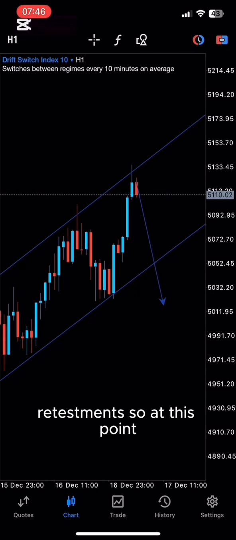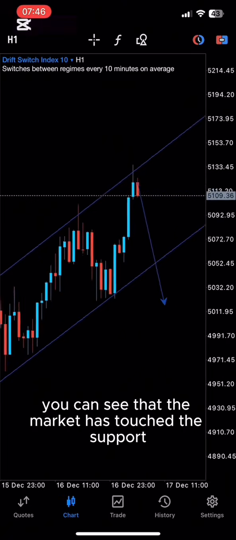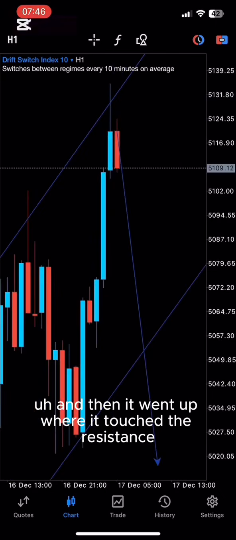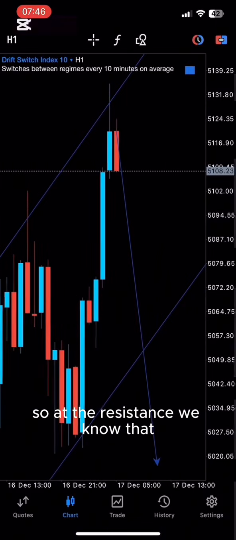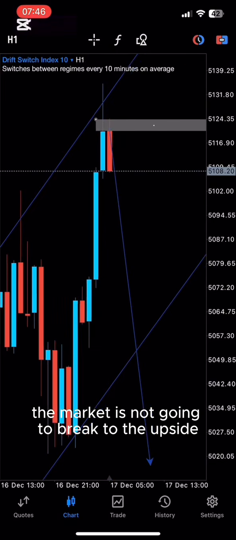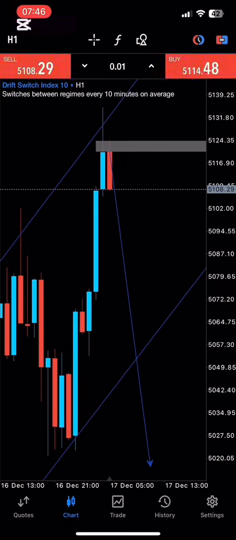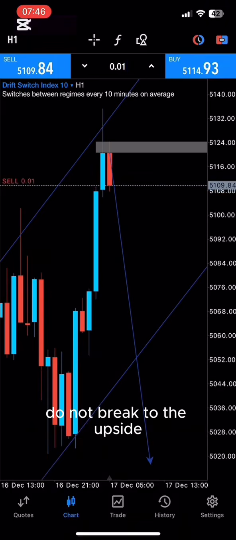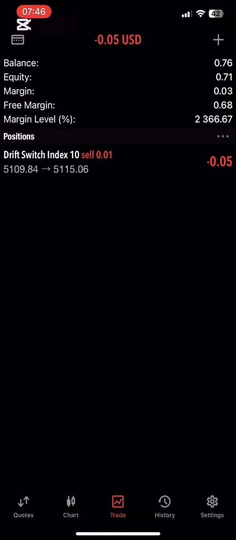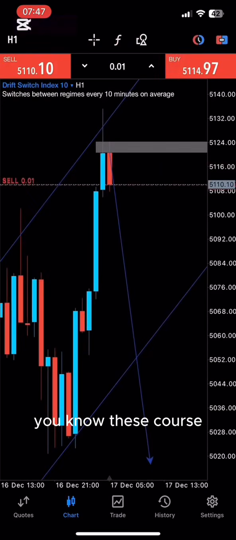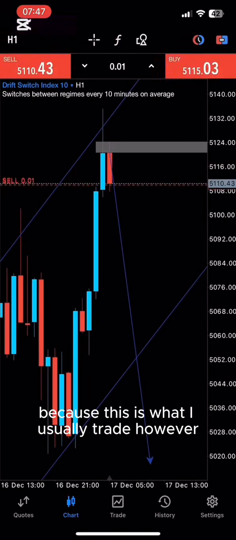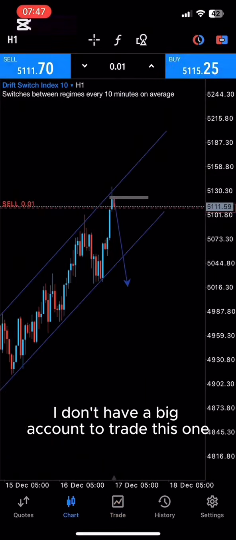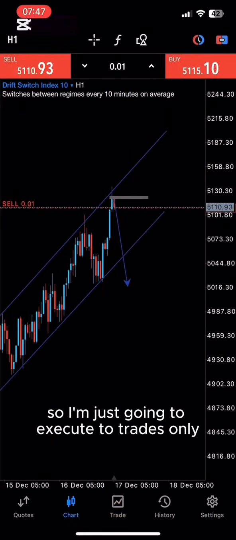So at this point you can see that the market has touched the support and then it went up where it touched the resistance. So at the resistance, we know that the market is not going to break to the upside due to the fact that rising wedges do not break to the upside, they break to the downside. If you follow my courses very well, you know this course because this is what I usually trade. However, I don't have a big account to trade this one, so I'm just going to execute 2 trades only.